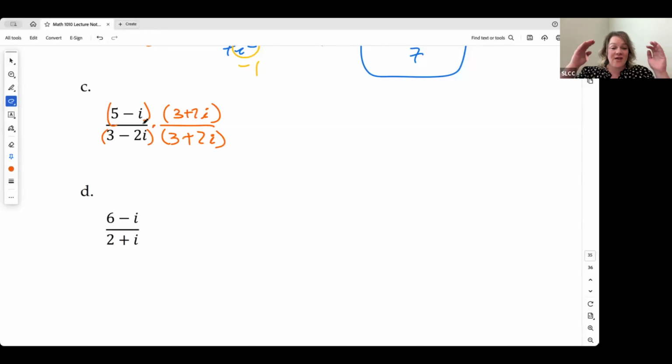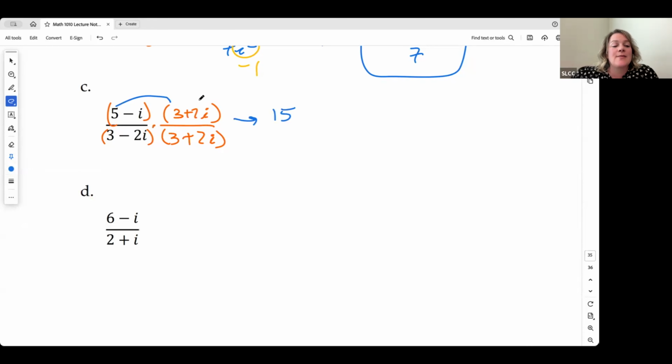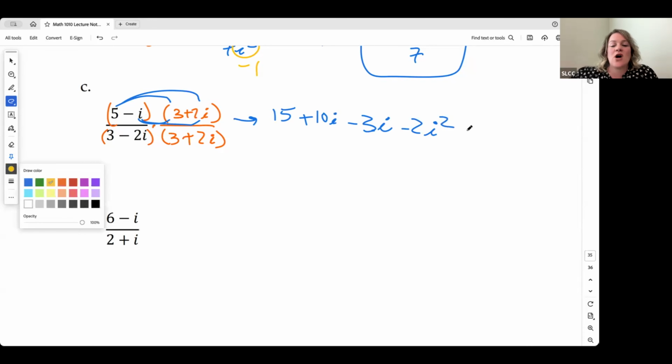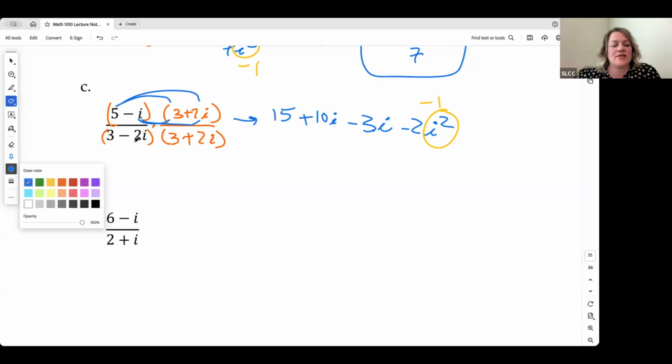Don't forget, if you have these binomials like in C, you've got to go through and distribute all of that. So this would be 5 times 3, so 15, and then 5 times 2, so plus 10i, and then take through the negative i, so minus 3i, and then minus 2i squared. Once again, always be aware that the next step, we're changing this to -1, which would make this whole term plus 2. Okay, just be careful of your signs. It's a really common error for students. So be careful, be organized, you're good.